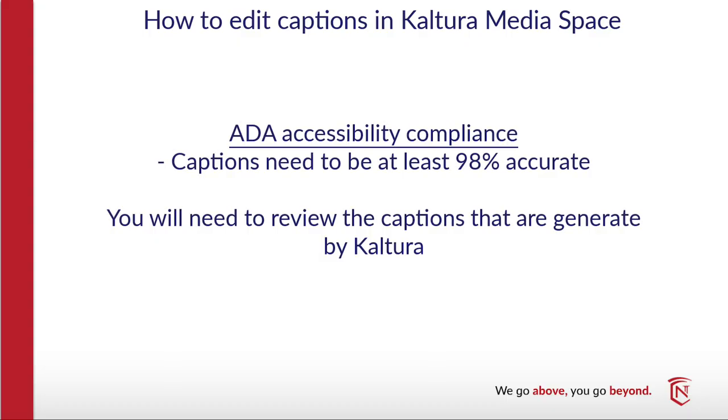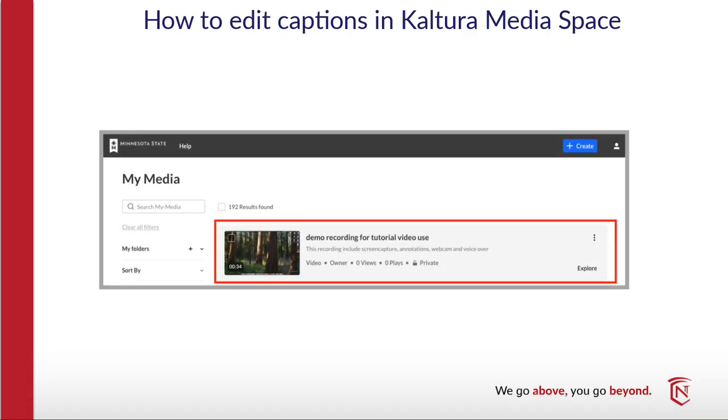As part of the ADA accessibility compliance, captions need to be at least 98% accurate, so you will need to review the captions that are generated by Kaltura. To begin the process, you will log into MediaSpace and find the specific video that you would like to check and edit. Your first task is to get to the Edit menu.